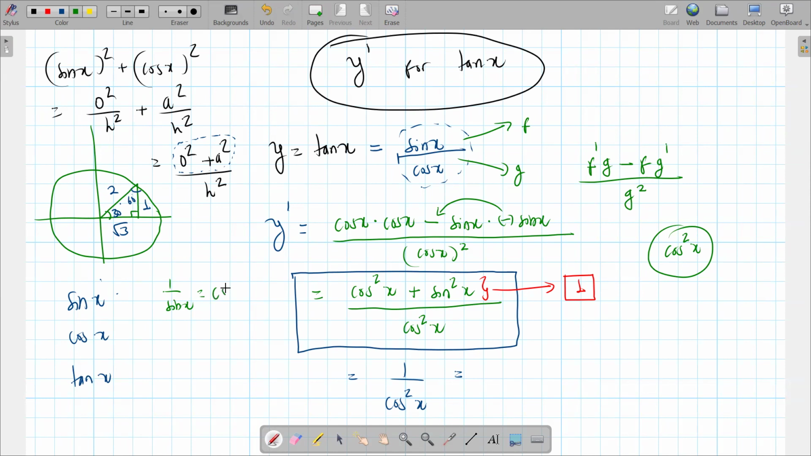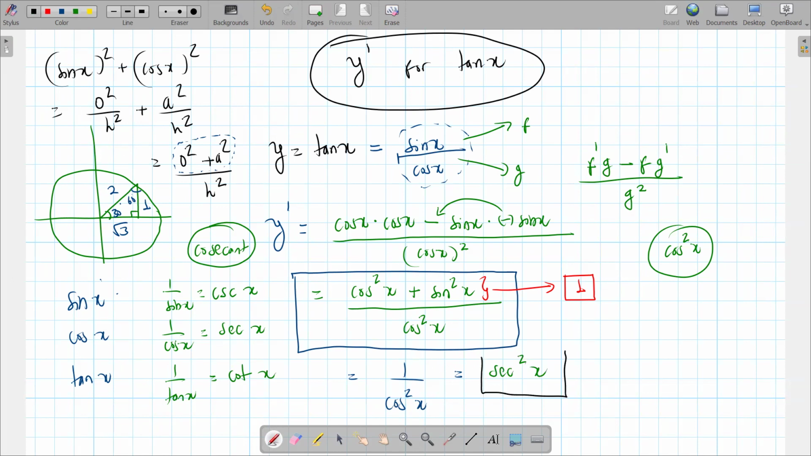It's called cosecant x, written CSC. Cosecant. That is the reciprocal of sine. 1 over cosine is called secant, S-E-C-X. And tangent, 1 over tan, the reciprocal, also called the secondary trig ratio, is called cotangent, C-O-T, is how we write it. So 1 over cosine squared, if you look at this, cosine is secant, the reciprocal, if you flip it upside down. So when you flip cosine squared upside down, you'll get secant squared x. And that is the derivative of tan x.